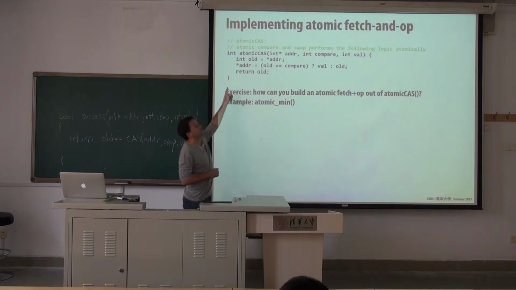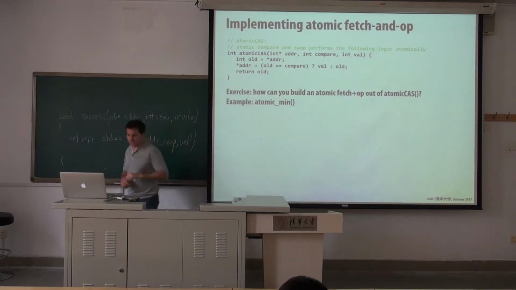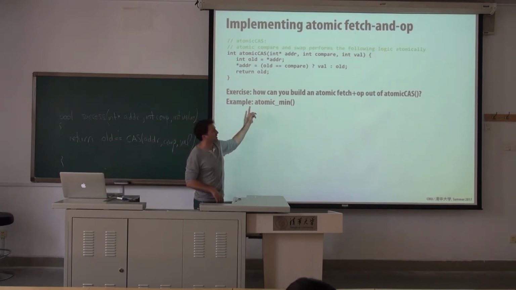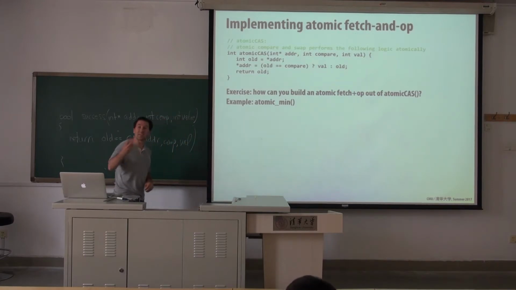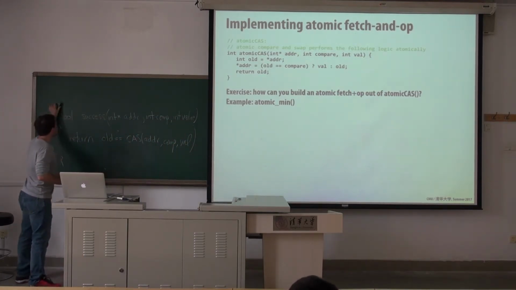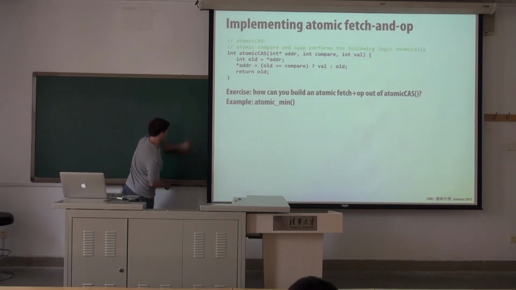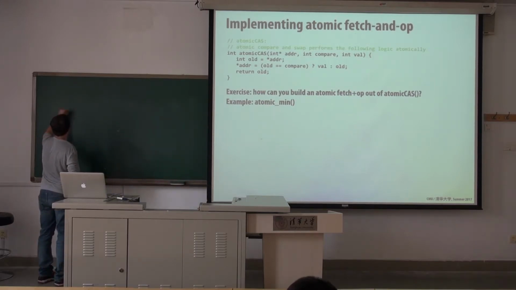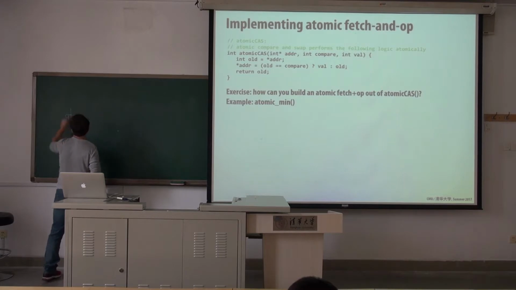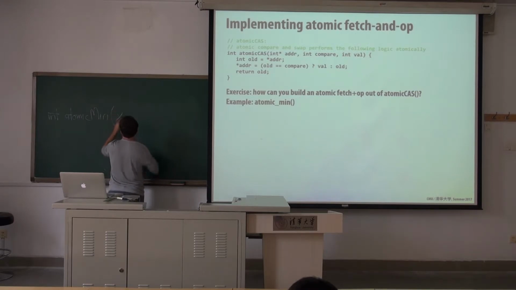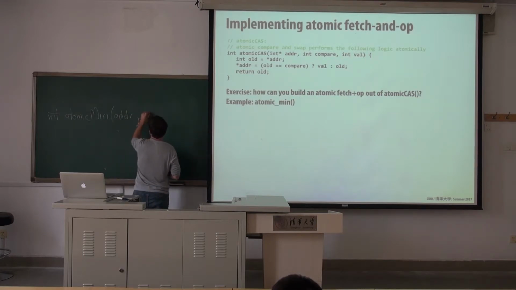Because remember, this isn't code. This is like a machine instruction. This is a machine instruction. Okay. So given that, let's work at it. Can you build atomic min if I gave you compare and swap? So atomic min should be this, atomic min, and we'll call it adder and x.